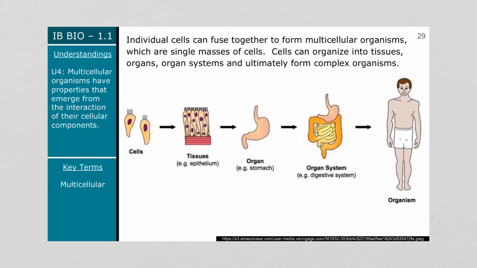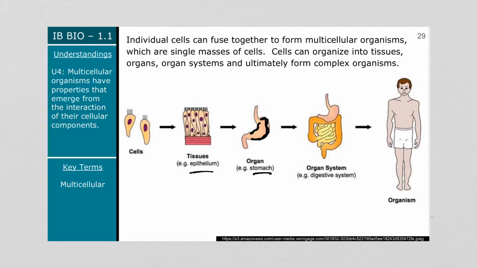So cells would be the smallest unit of life. Cells make up tissues. So the example here is epithelium. The organ that this epithelial tissue is a part of is the stomach, and since it's epithelial tissue, it would be the lining of the stomach. So it would be right around in here. You're also going to have smooth muscle. That would be on the outside of that epithelial lining.